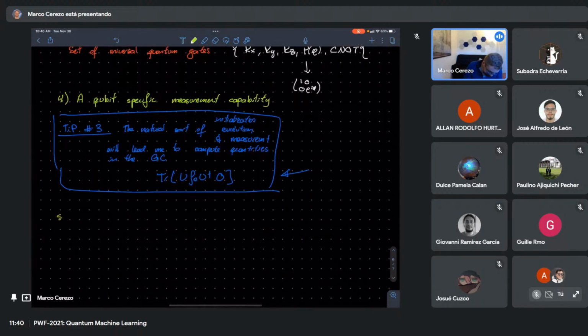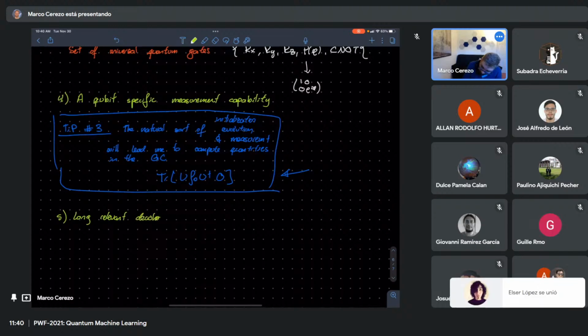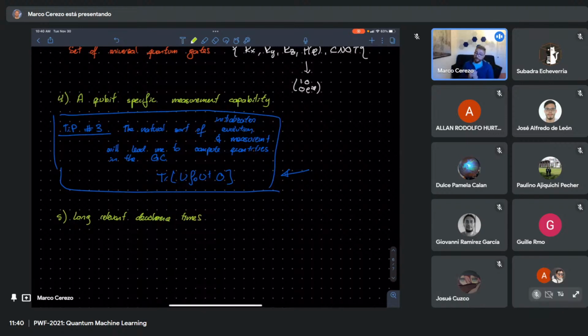And of course, finally, we want long relevant decoherence times, because physical systems are not perfect. They are prone to interacting with their environment through some uncontrolled ways.